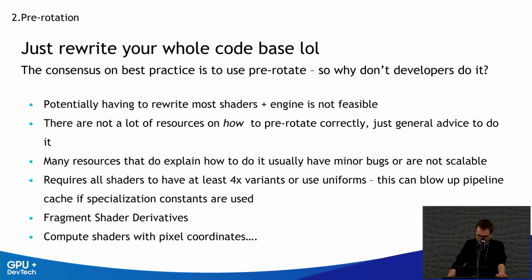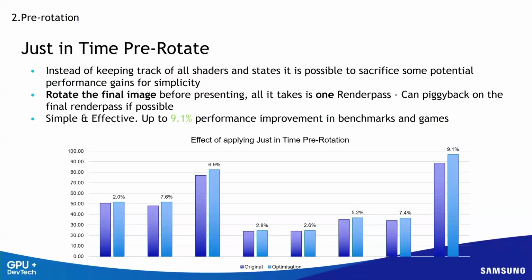So rewriting everything is an extreme project and a lot of work. But what if it doesn't have to be? Last year, we introduced something that we like to call just-in-time pre-rotate. We created it as a Vulkan layer that is already commercialized on some of our devices and even is being shipped as part of some high-profile games.